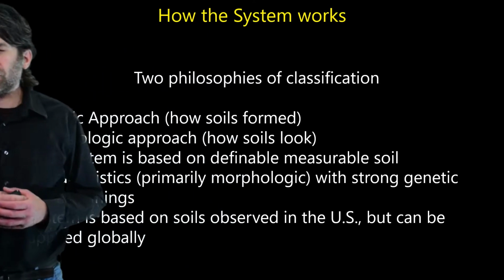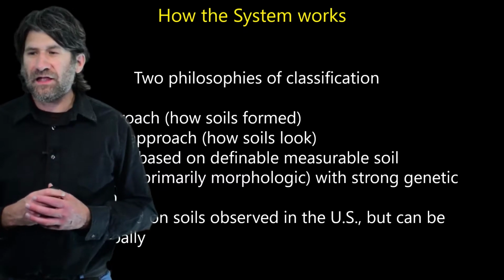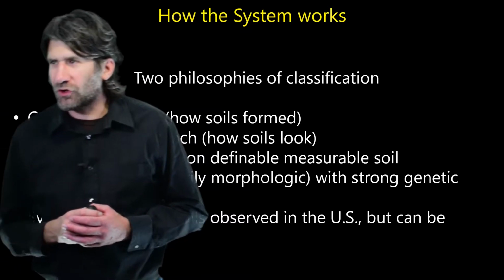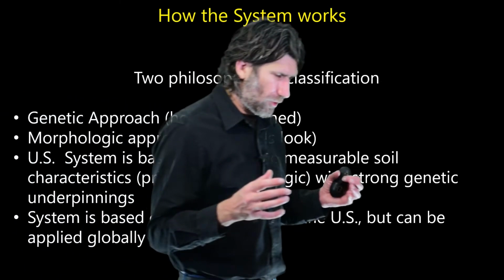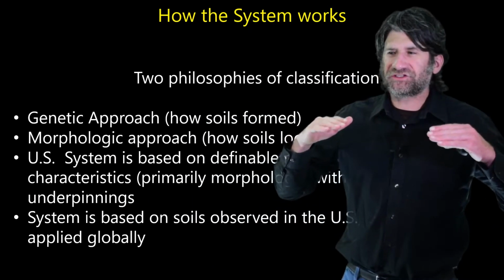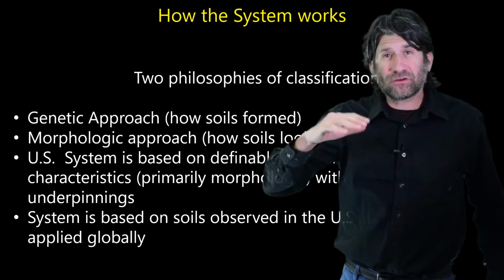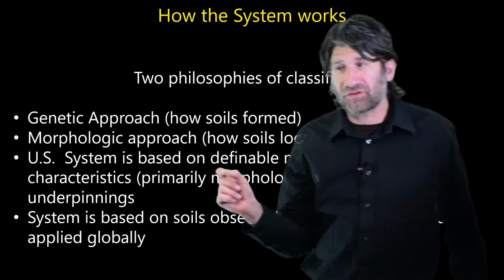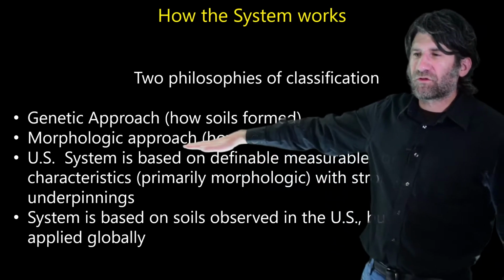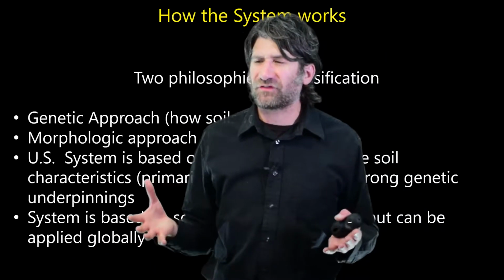So the system we're going to be talking about is the soil classification system used in the United States today, but there are some others as well. The modern system gets its approach from how a soil forms. We can think about it in terms of a genetic approach, which is about the genesis of the soil. How did the soil form? What are the soil forming processes? That's really different from a morphologic approach, where you're describing and classifying soils based on what they look like.